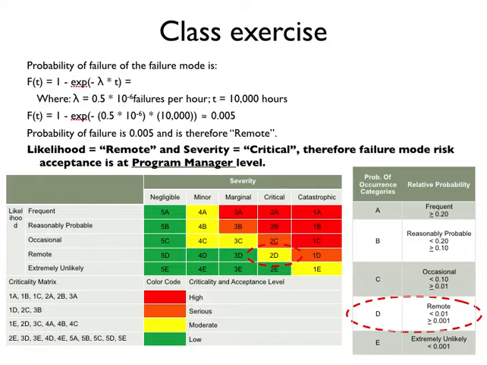We can go to this table over here on the right side and use this to determine where the probability of occurrence fits. 0.005 fits right in the D category between these two values right here. Okay, so knowing that and knowing that I gave you the severity of being critical, the actual risk of this failure mode is 2D, which is moderate, right? So it's in the yellow area. You can see that right here.